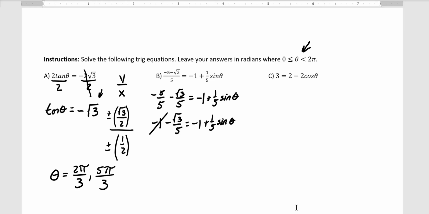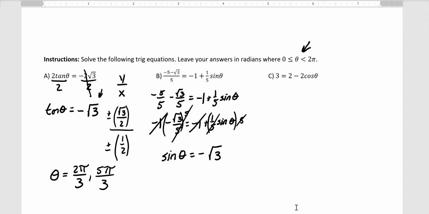So -1 on both sides, I can get rid of those. Adding 1 to both sides would do that. And then I can multiply both sides by 5. And when I do that, that divides out, that divides out. I would have sine of theta equals the negative square root of 3.